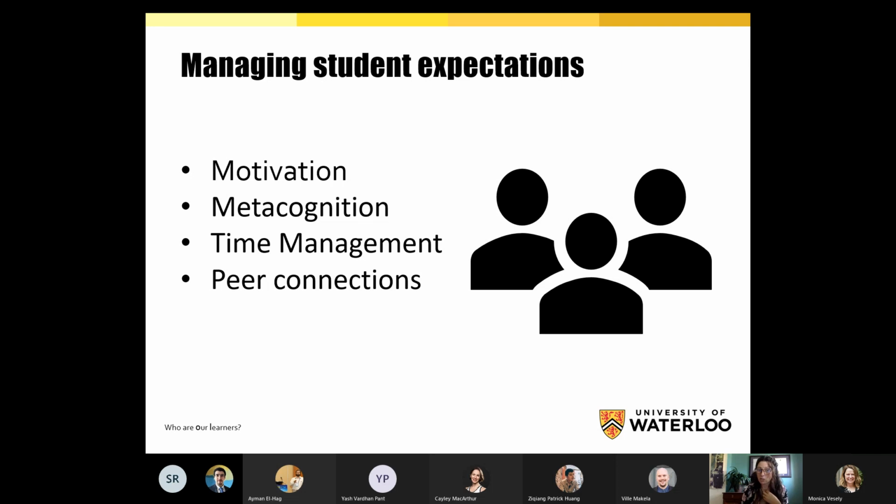Next is peer connections. So we know that peer connections and learning as a social activity is so important for our students. During COVID, especially in the online learning environment, this can be particularly challenging, and we definitely saw that with our students last year, that they're not in the spaces to create those meaningful bonds and build that sense of belonging on campus and within their classes as they would be if they were in in-person courses.